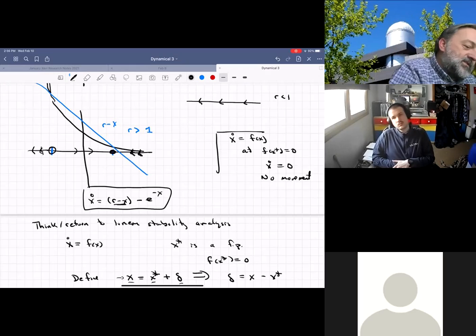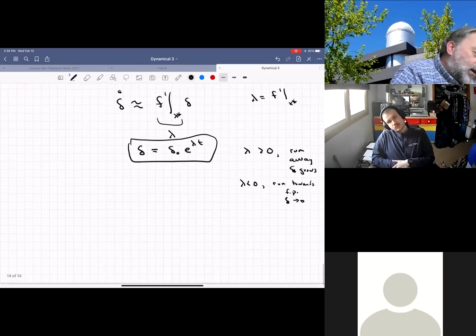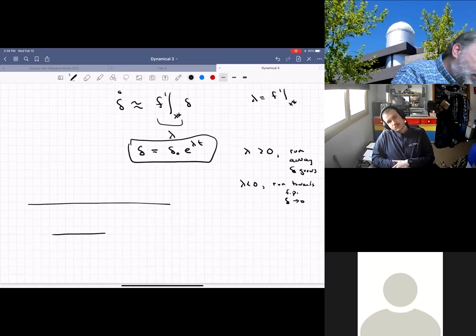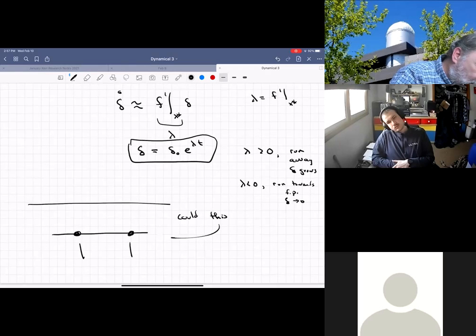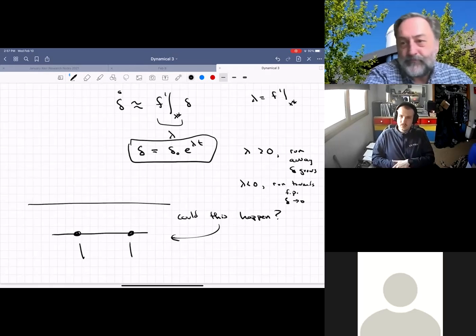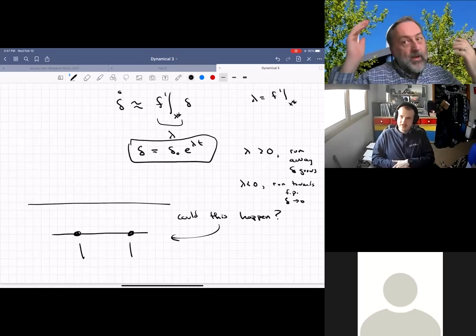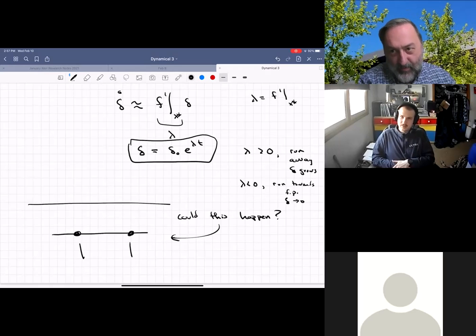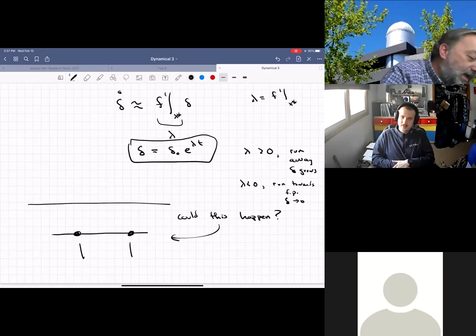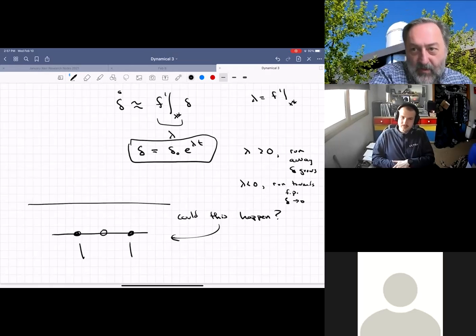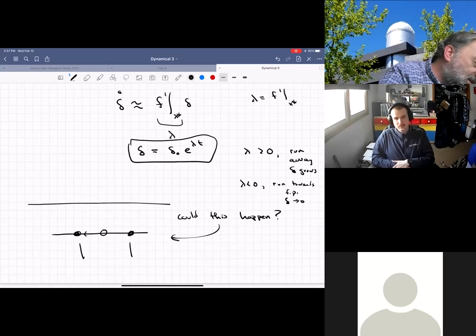So for instance, you can quickly convince yourself: suppose there's a stable fixed point here and a stable fixed point here. Could this happen? There would have to be an unstable fixed point in the middle, because I'm trying to run towards this guy, and I'm trying to run towards that guy.